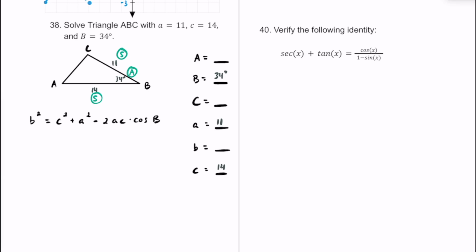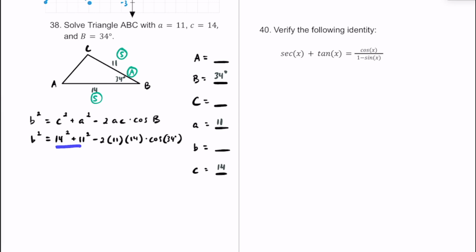To help us along with that, we have this law of cosines formula we can use. Again, there are 3 versions of this depending on what you're looking for, but this is going to help us because we know the angle measure B is 34 degrees. So I'm going to use the formula that has cosine of B in it. Plugging this in, we don't know b, so it's b squared, equal to c squared, which is 14 to the second power, plus a squared, 11 to the second power, minus 2 times a, which is 11, times c, which is 14, multiplied by cosine of 34 degrees.